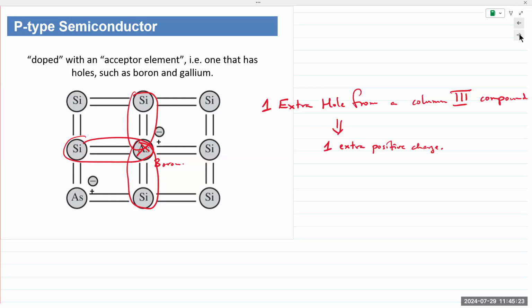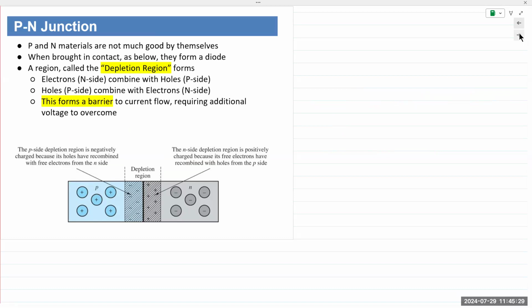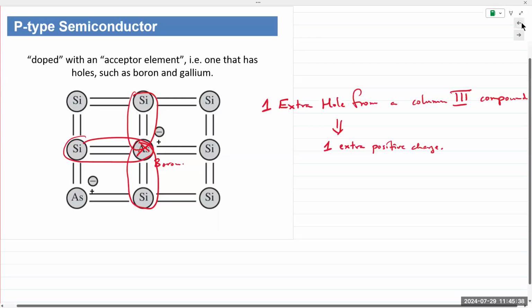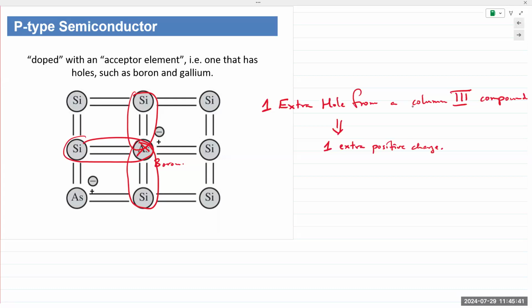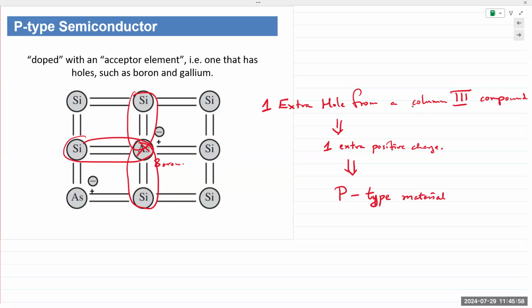Okay. Let's see what magic happens when we have both of them together. So if we add boron, a column 3 compound, we get one extra positive charge. We call this a P-type material because it has an excess of positive charge. The material overall has an excess of positive charge.